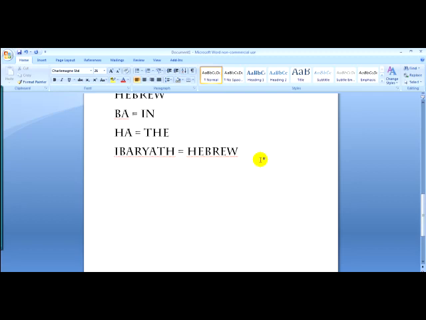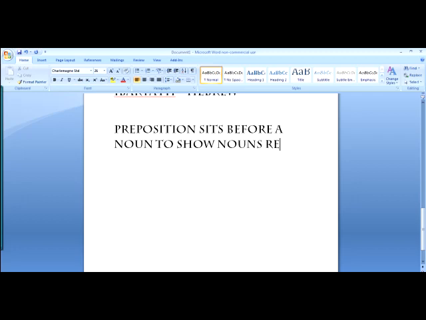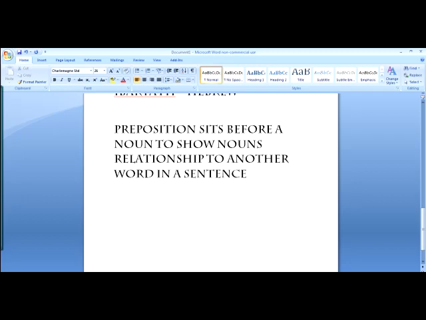Now the first thing I want to hit outside of this is there's a word called prepositions. A preposition sits before a noun. Let me just write that down. You brothers could look this up too. A preposition sits before a noun to show the noun's relationship to another word in a sentence.